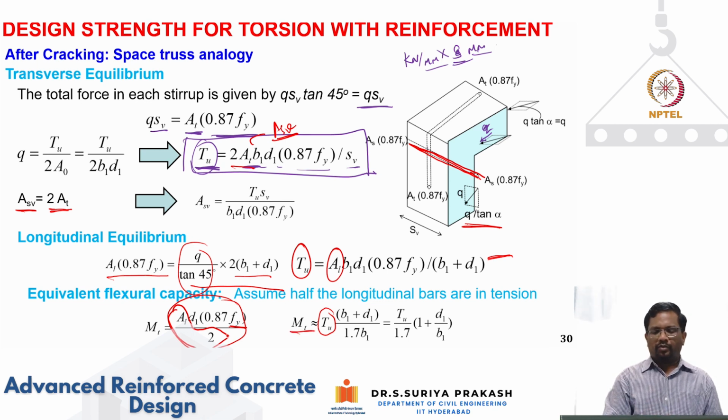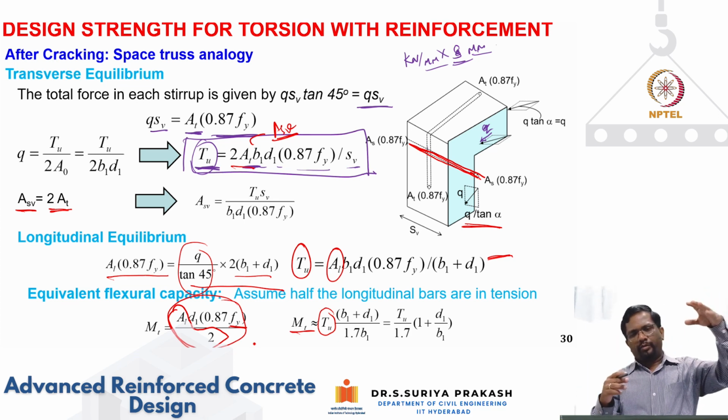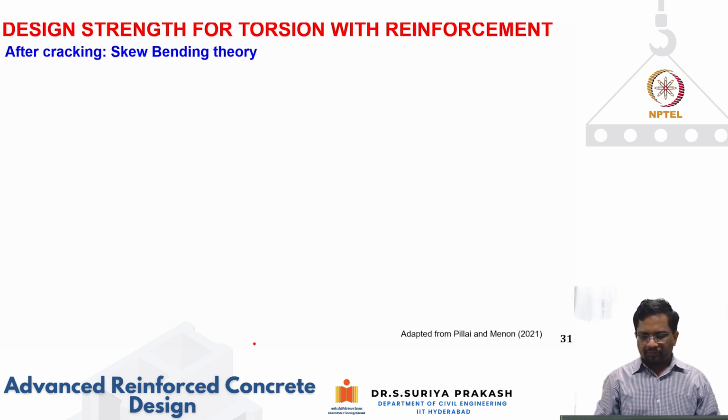Okay, so what is the assumption? Again, AL, what we have done from a longitudinal force equilibrium, only half of them are assumed to be contributing in flexion, which is a reasonably good assumption because whatever that is on the tension side is only going to contribute in bending.